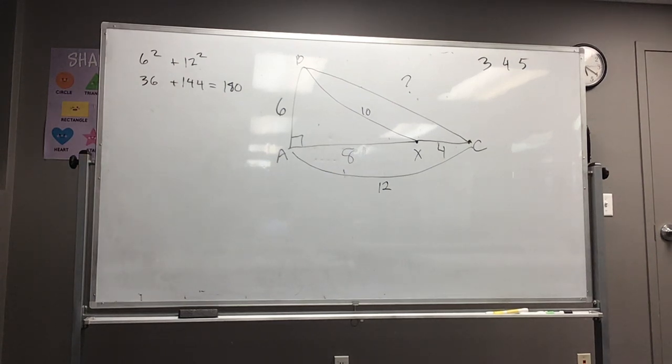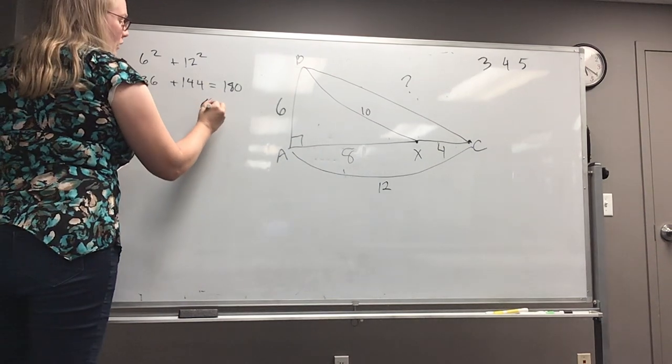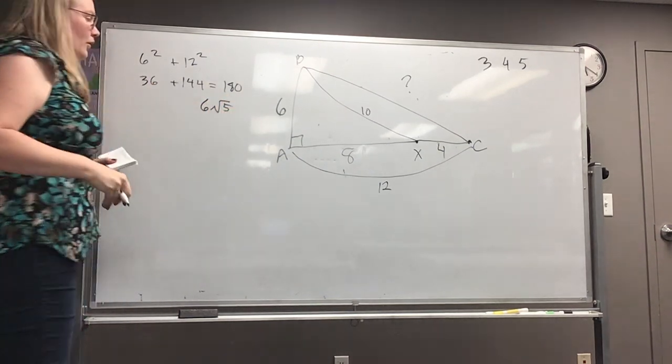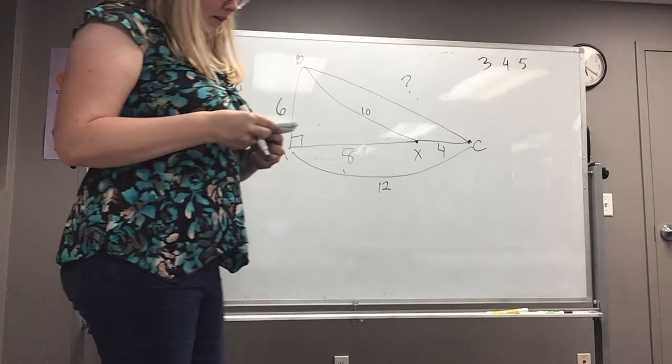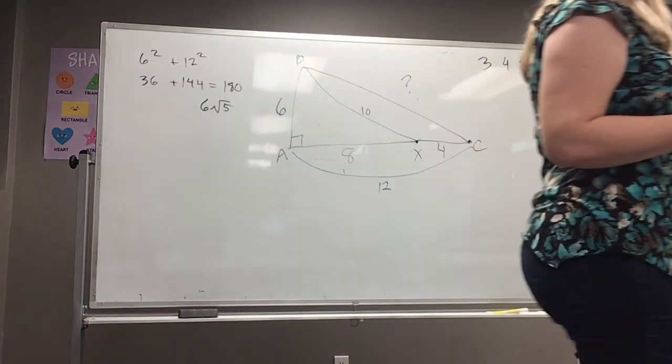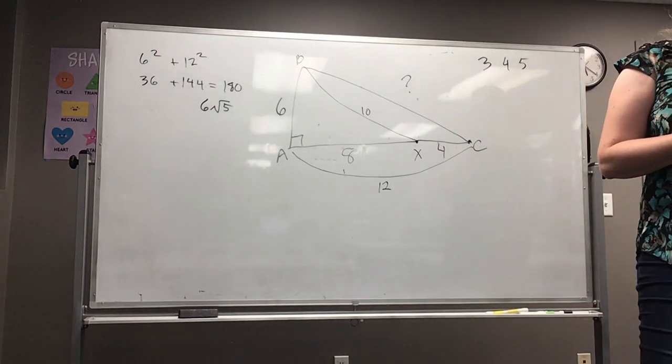What does the square root of 180 simplify to? 6 square root of 5. 6 square roots of 5? I agree. And that is letter E on there. That was question 13. Honestly, a little bit difficult for question 13.